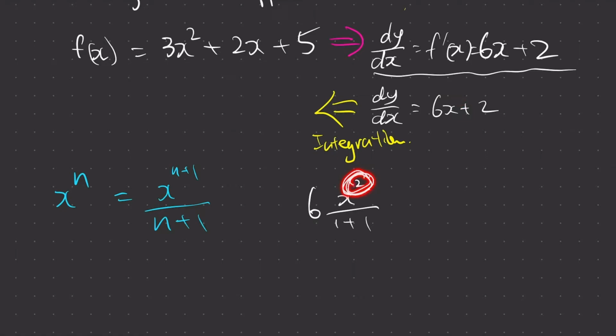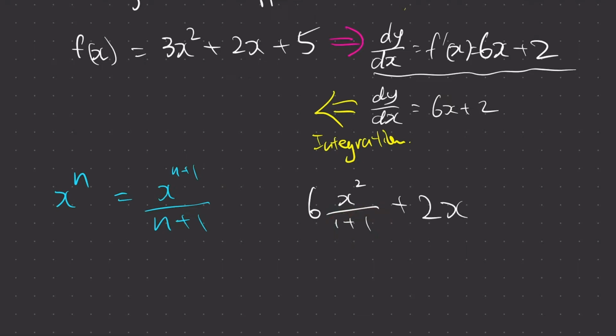Why is this 2? Because the original power here is 1, right? Always, this number is always the original power plus 1, okay? So the original power is 1, so 1 plus 1 is 2, okay? Now, what's in the bottom? The bottom is always the original power plus 1, right? What is the original power? The original power is 1, so the bottom is 1 plus 1. Now, 2, and then plus 2x, okay?